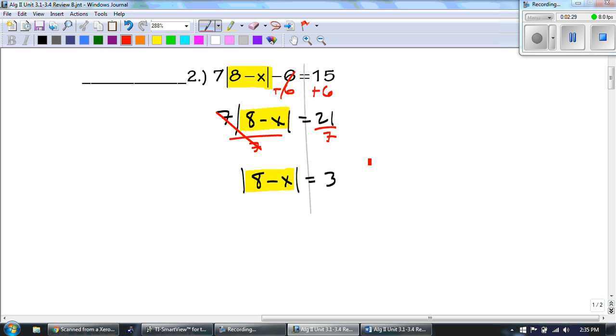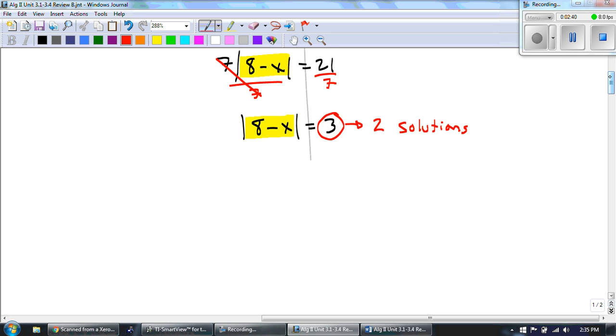So when the absolute value equals a positive number, I know that we're going to have 2 solutions. Okay, so what we have to do is break that down. We're going to have 8 minus x equals -3 and 8 minus x equals +3. And then we solve them both.